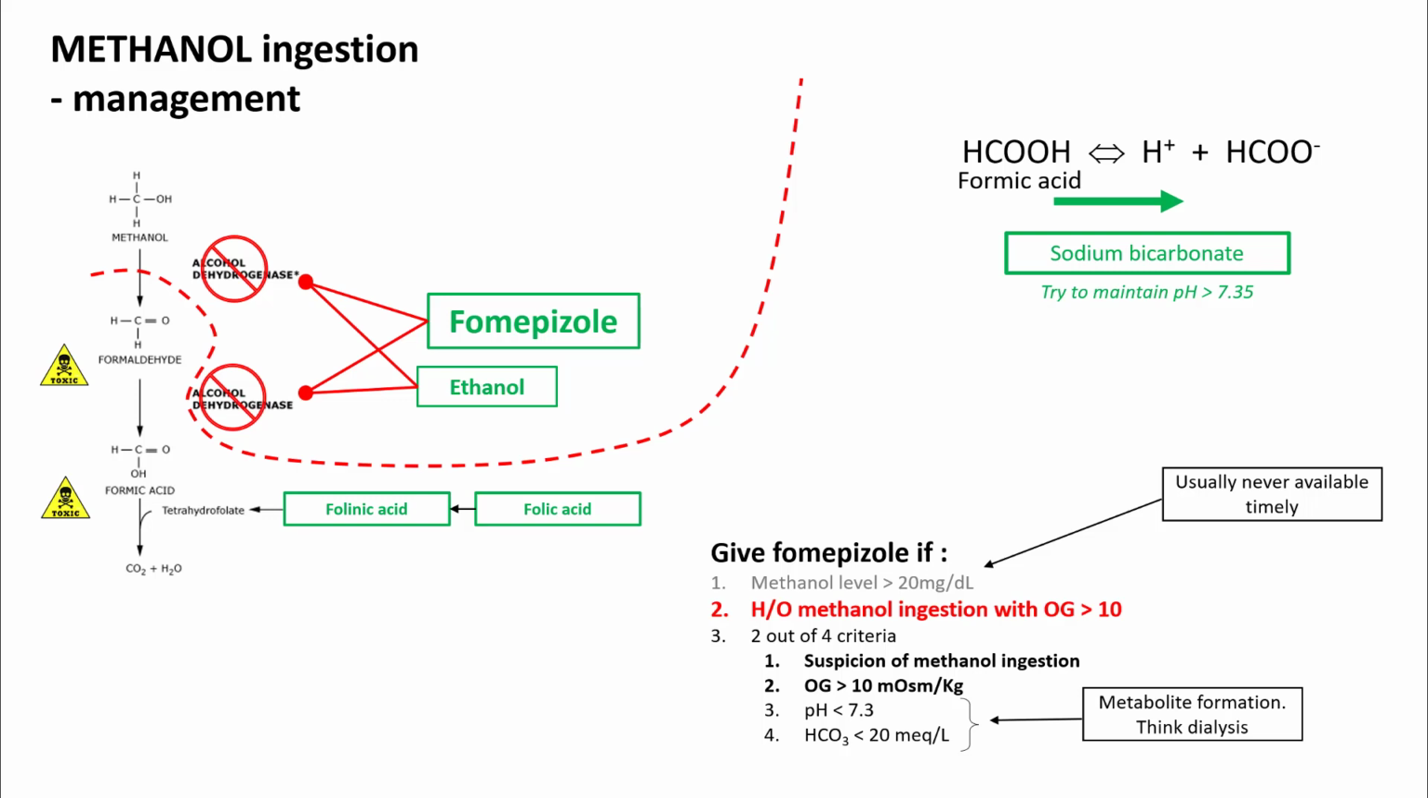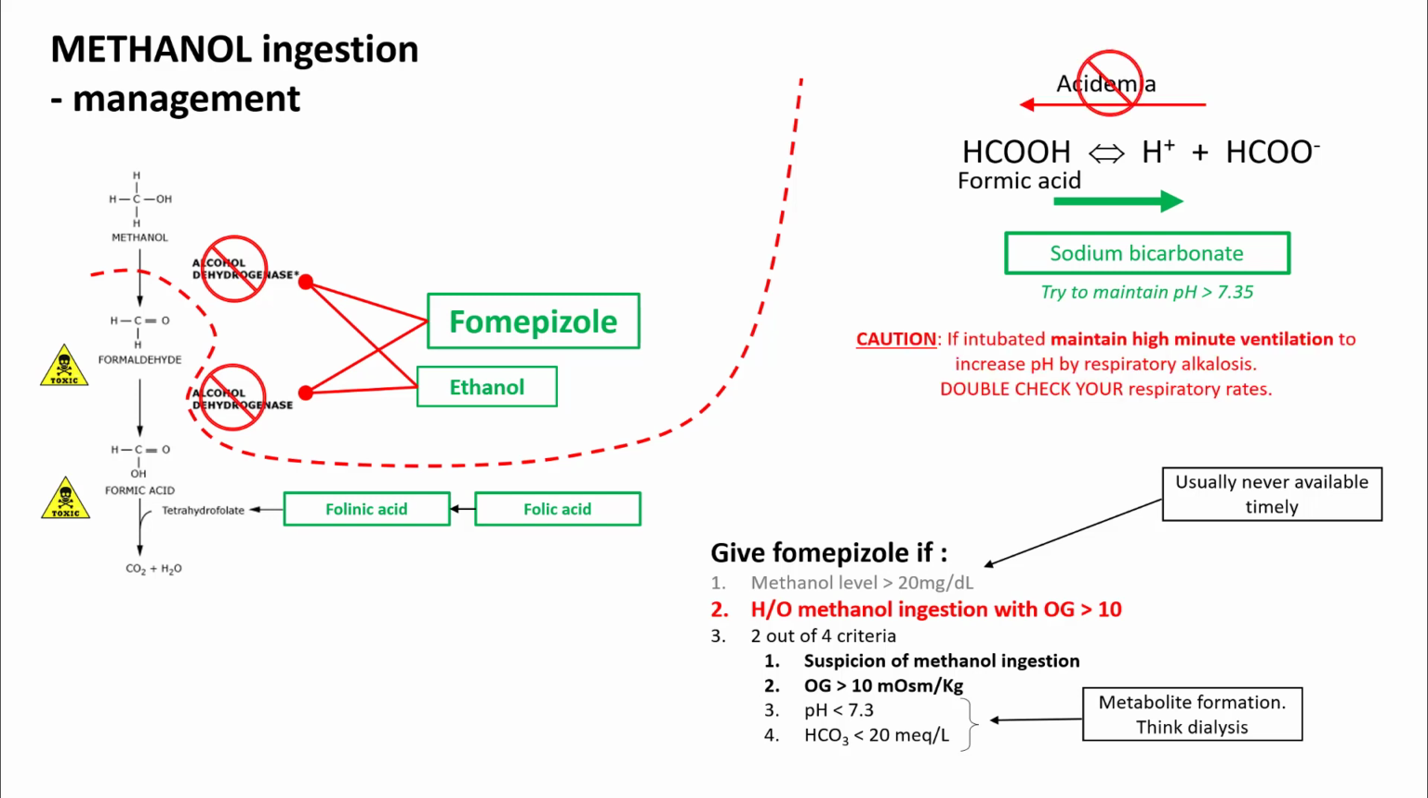We already talked about alkalinizing the serum using sodium bicarbonate so as to keep the formic acid in its formate ion form. Try to prevent acidemia at all costs, and this is very important when you are planning to intubate a patient. Always maintain a high minute ventilation in this patient and try to attain respiratory alkalosis. Always double check your respiratory rates. If you have not given this patient sufficient respiratory rate and your minute ventilation is low, you are causing respiratory acidosis, as your reaction is towards formation of formic acid, which can enter the cells.